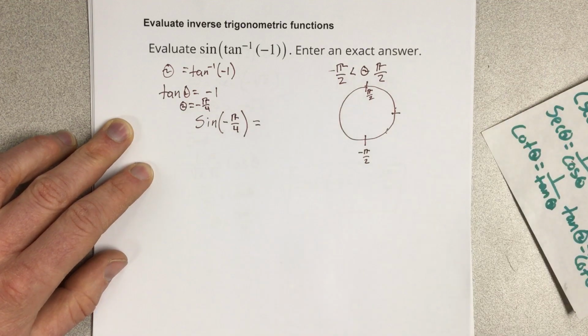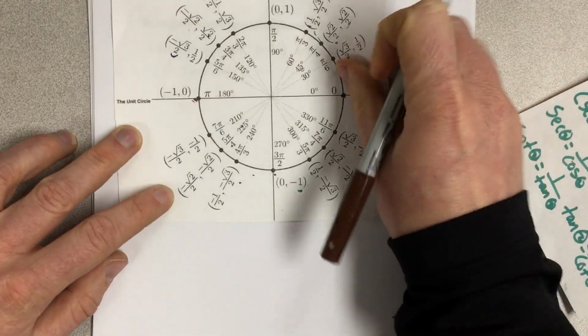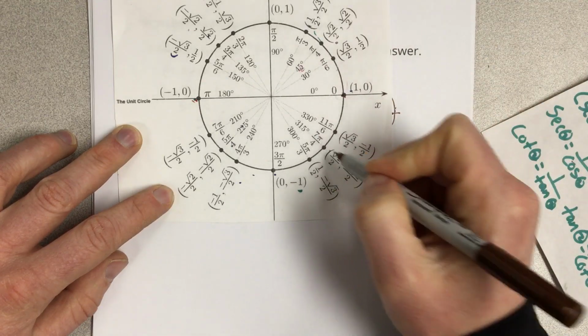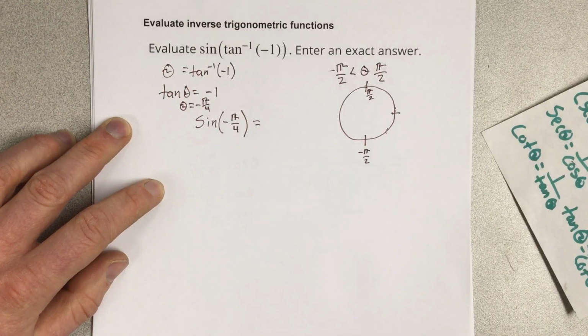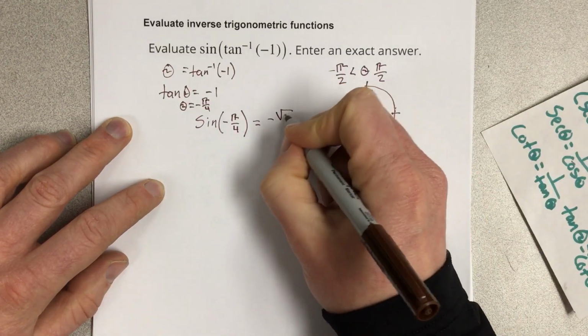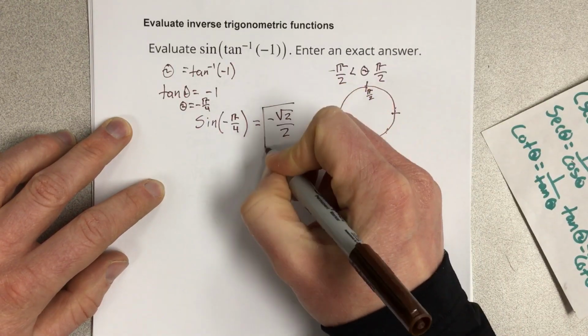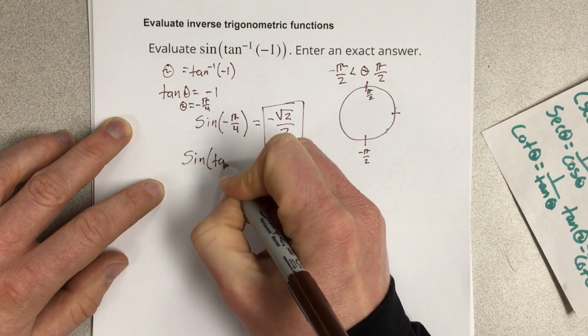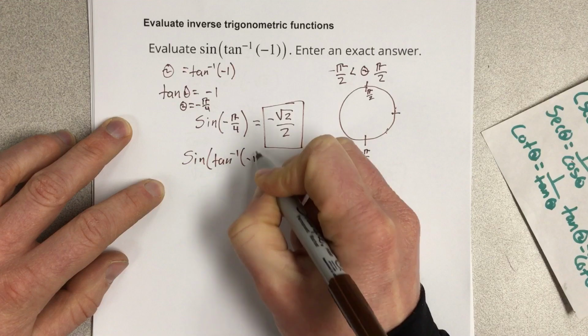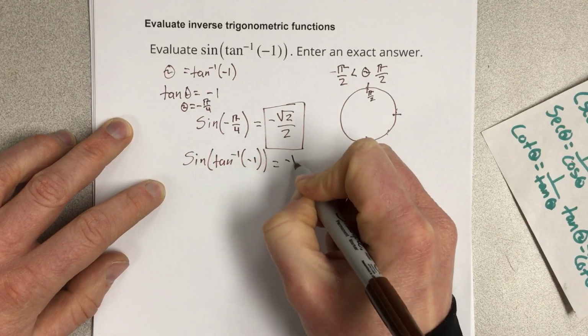Well, if I go to -pi/4 and look at sine, that's -√2/2. So that means that this is really just -√2/2 for the solution. So we can say sine tangent inverse of -1 is equal to -√2/2.